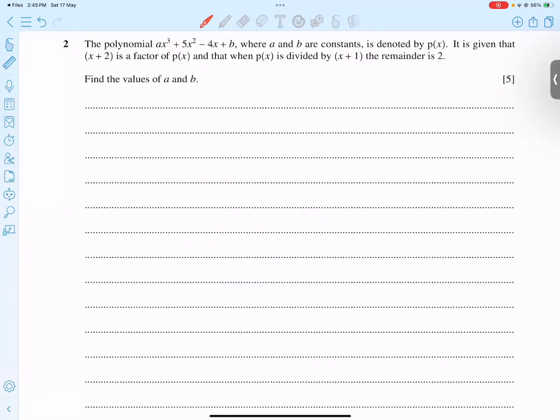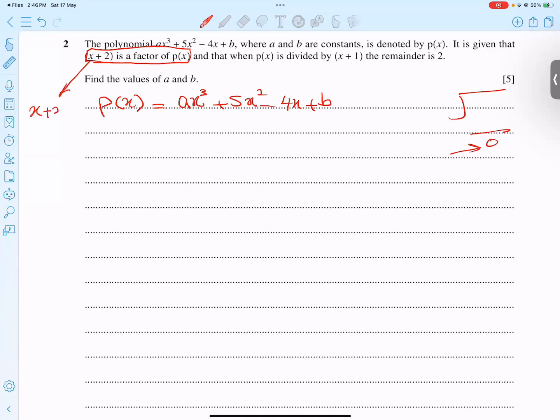Question number 2, we have this polynomial equation, and this is represented by P of x. So I'm writing P of x is equal to ax to the power 3, plus 5x to the power 2, minus 4x plus b. He mentioned that if this is a factor, factor means when you do a long division, the end result is 0. So that is called remainder is 0. So when I plug in this, I will set it equal to 0.